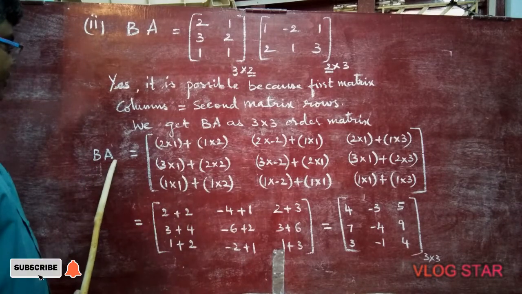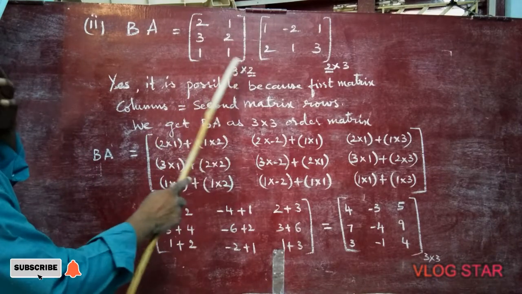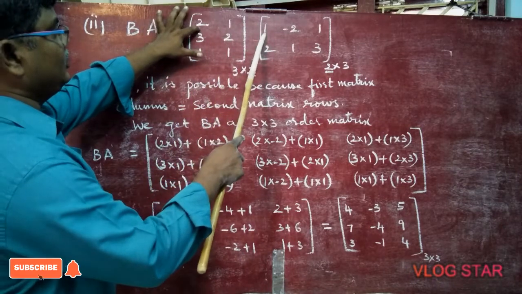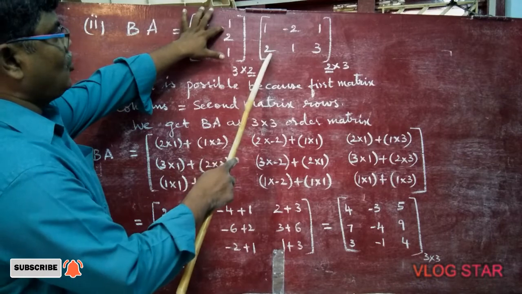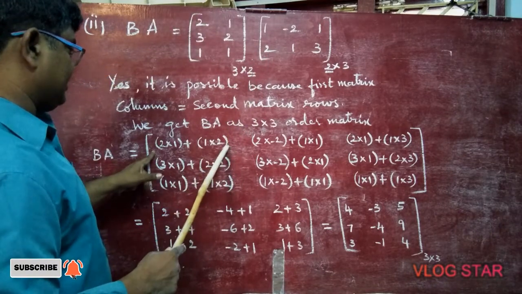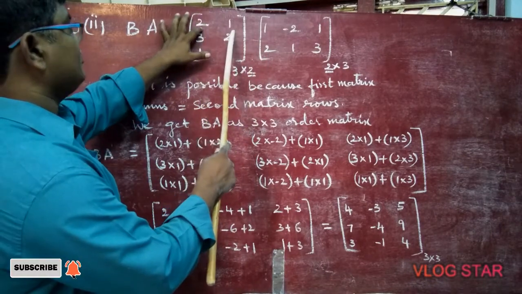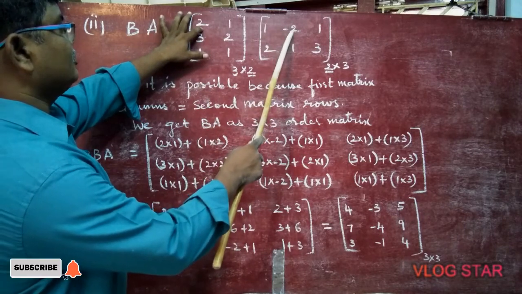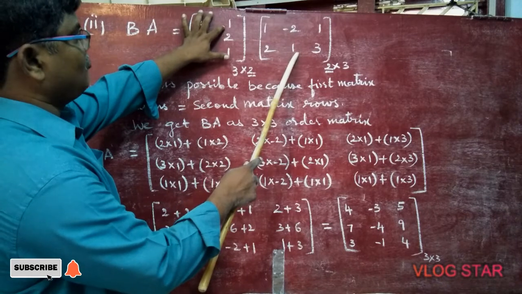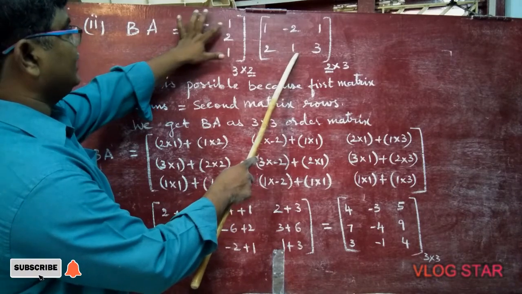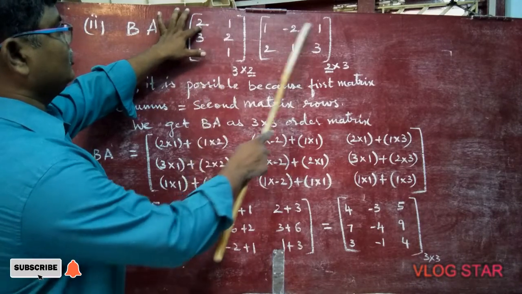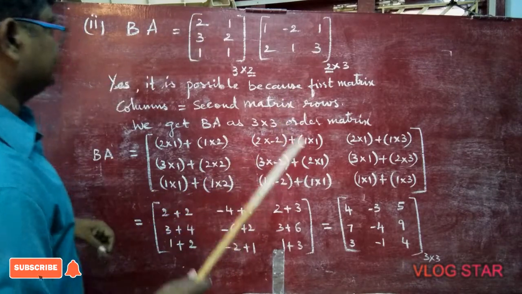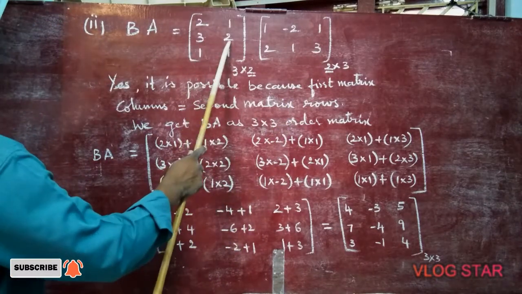Now we are multiplying row with the column. With this row you are going to multiply with this column. 2 into 1 plus 1 into 2. First element. Again the same row with the second column. 2 into minus 2 plus 1 into 1. Next, again the same row. 2 into 1 plus 1 into 3. Like that now with the second row.